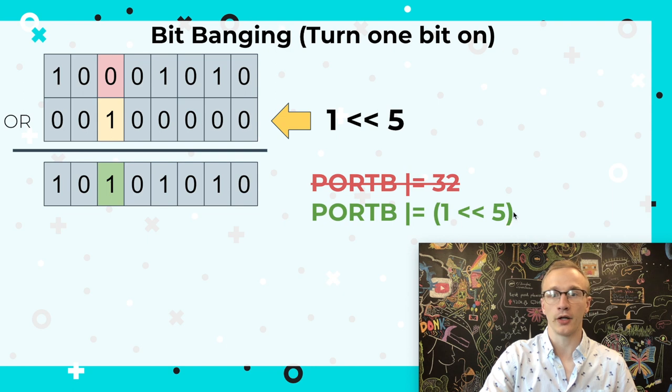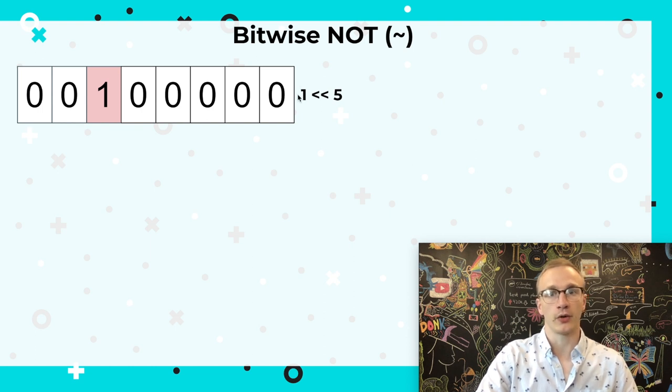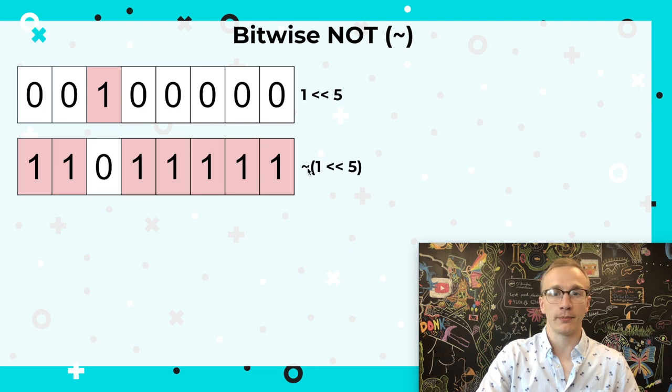So this means 1 in the fifth bit place. Another thing that we can do is this bitwise NOT operation. So if we start with 1 bit shifted to the left, we end up with this number right here. Now if we perform this tilde operation on 1 bit shifted to the left 5 times, we end up with the inverse of this. So wherever there was a 0, there is now a 1, and wherever there is a 1, there is a 0.